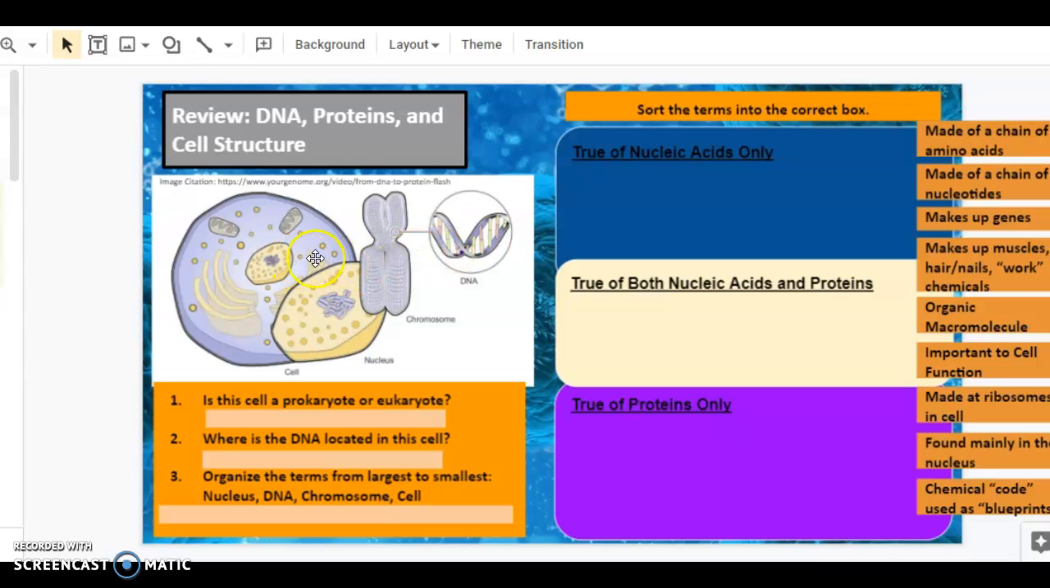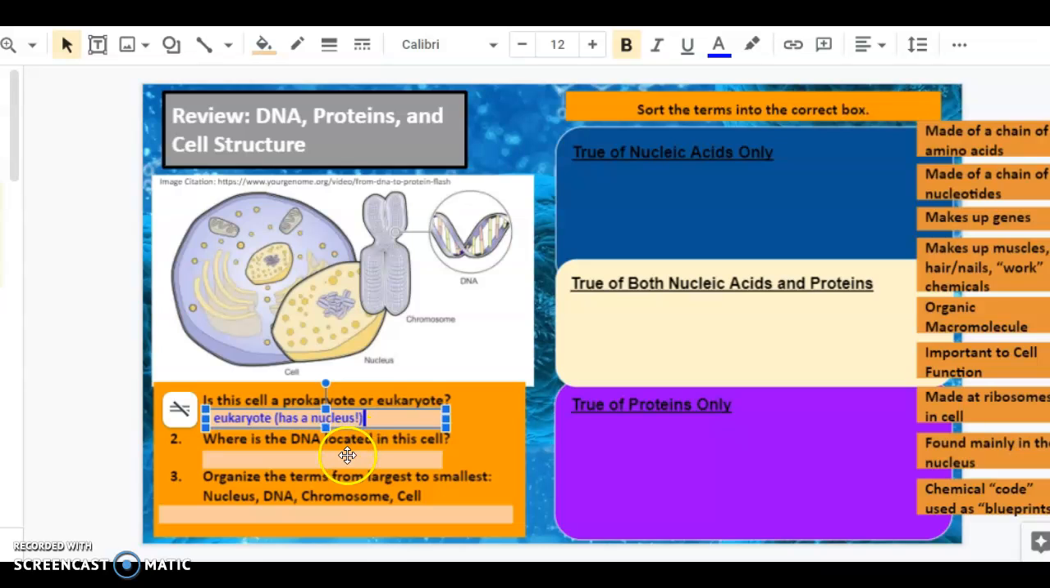So just to remind you to review, the cells have chromosomes. The chromosomes are made of DNA. Is the cell a prokaryote or a eukaryote? It is a eukaryote. It has a nucleus. Where is the DNA located in the cell? In the nucleus.